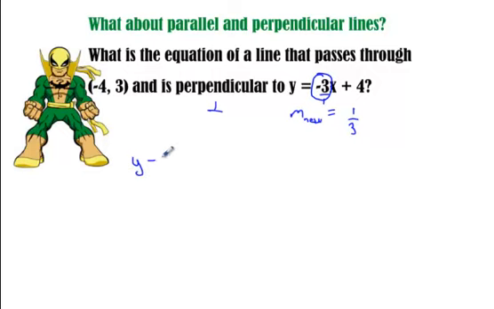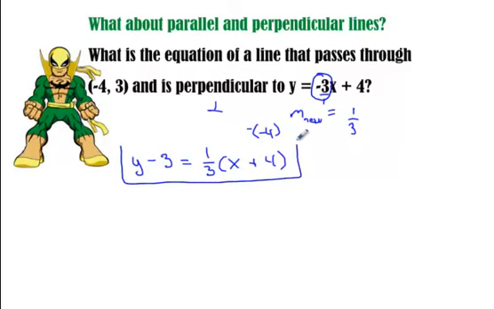Y minus 3 equals 1/3 times the quantity x plus 4. Plus 4. Why? Because it was minus a -4. The minus from the form, the -4 from there, minus a negative is positive. So here is my answer. Okay, so hopefully you start to get used to this after some examples. Well, that was an example about perpendicular.